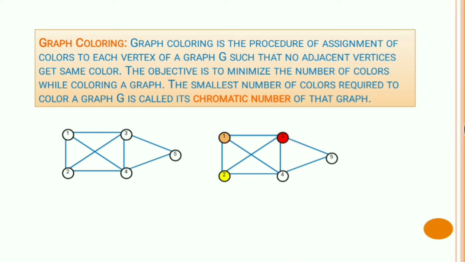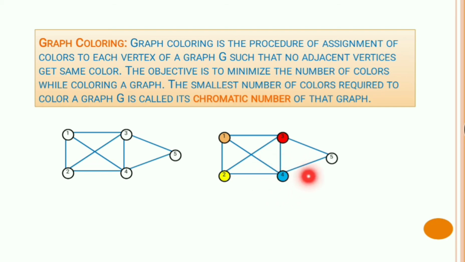Now let's see for vertex 4. Vertex 4 cannot be colored orange because it's adjacent to 1. It cannot be colored yellow because it's adjacent to 2, and it cannot be colored red because it's adjacent to 3. So we'll give a new color to 4. Let's say blue is given to 4.